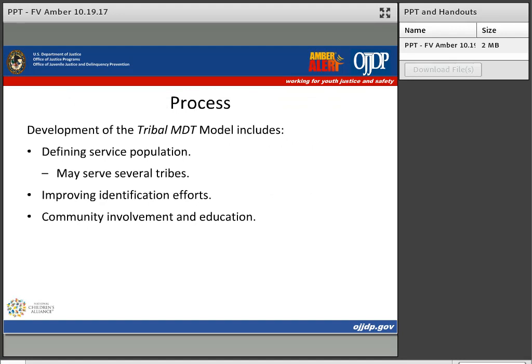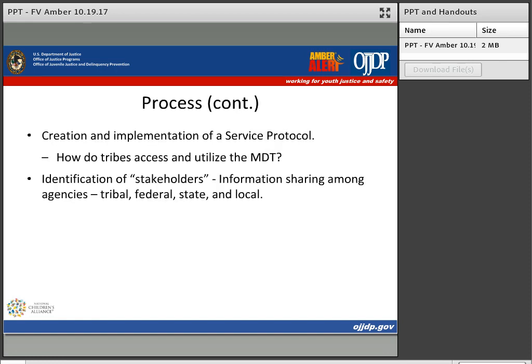Who is your service population going to be? Are you serving more than one tribe? How do you improve your identification efforts in terms of those people that may receive services on tribal lands but reside off tribal lands, or in many cases who have families in multiple communities and move back and forth? So how do you get the community involved in that process?